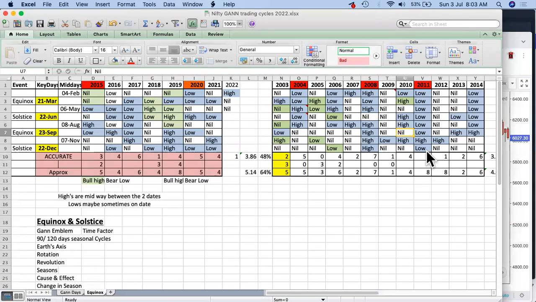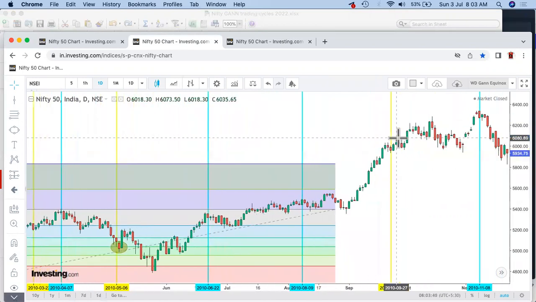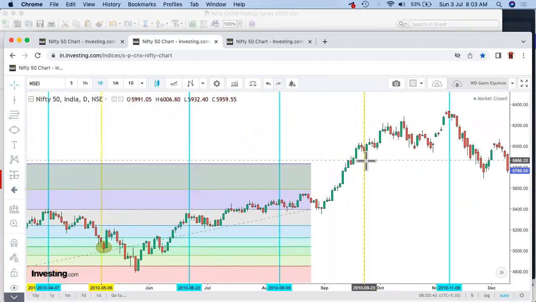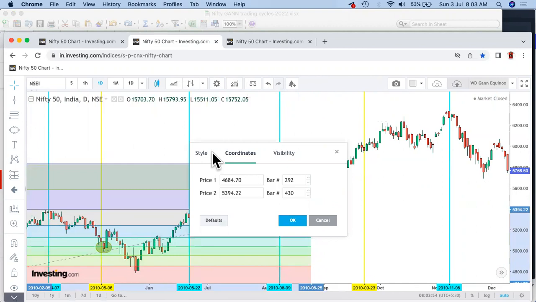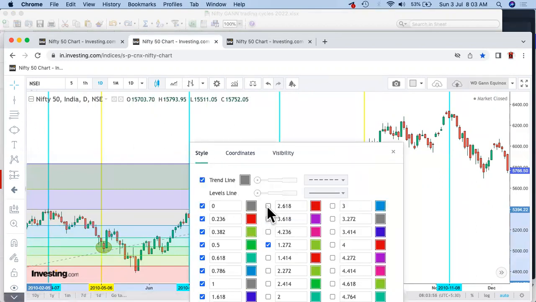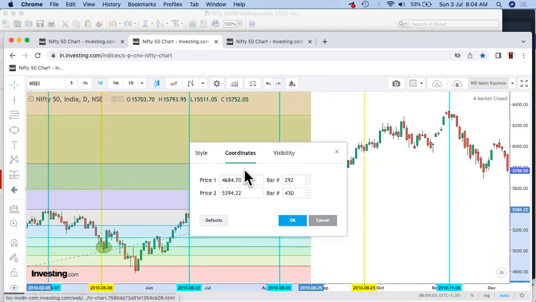We'll go to the next point, which is 23rd of September. This was August. This is 23rd of September. Again, a midway, not a high, not a low, nothing specific there. And let me just try to extend this in terms of levels. 2.618 maybe, probably 1.272. And coordinates, I'll take it across to this.